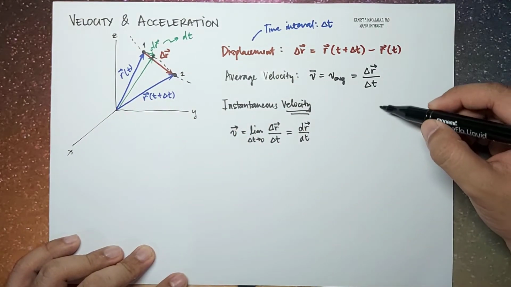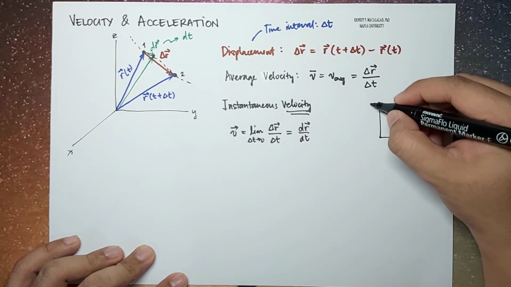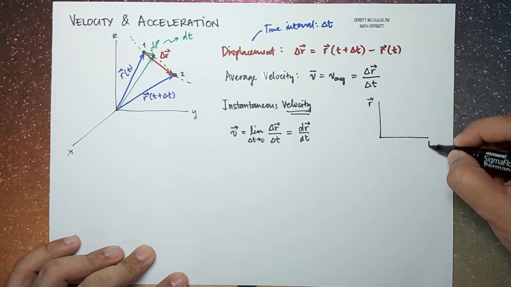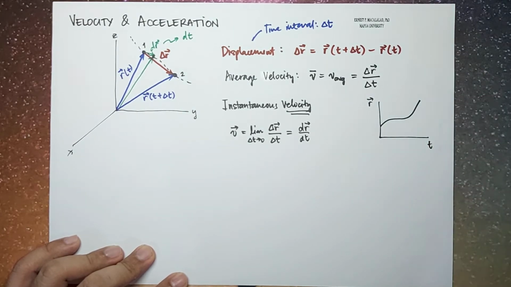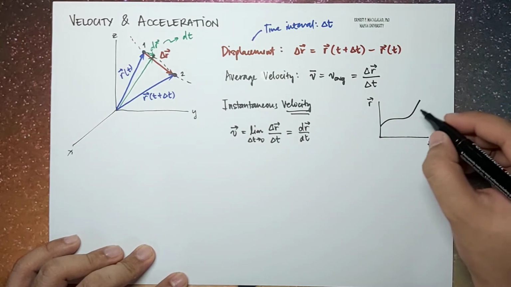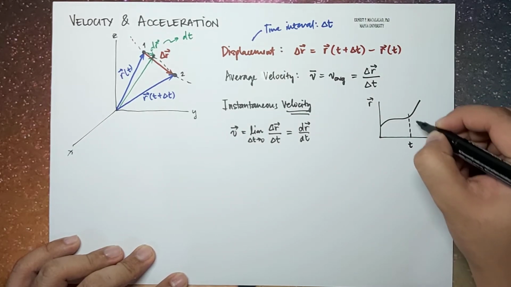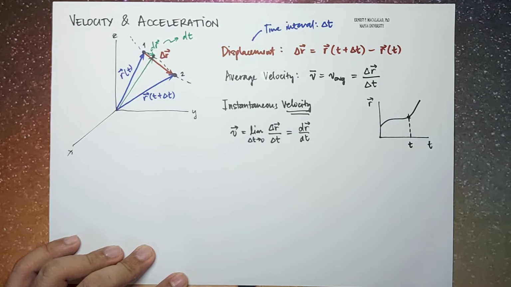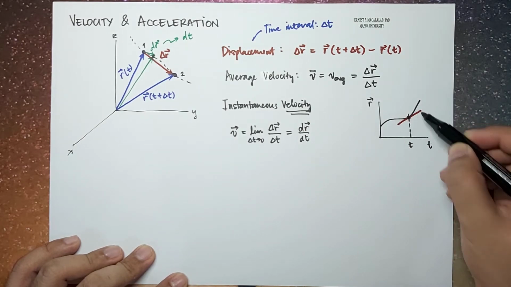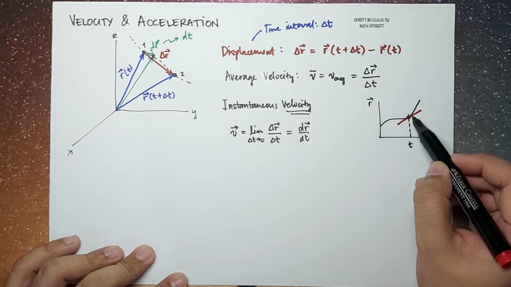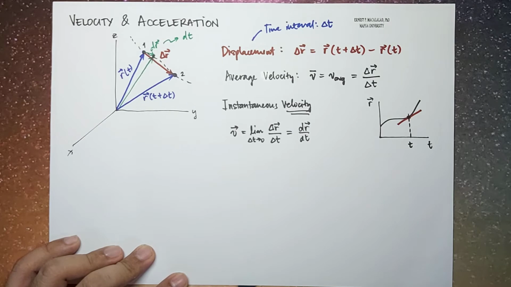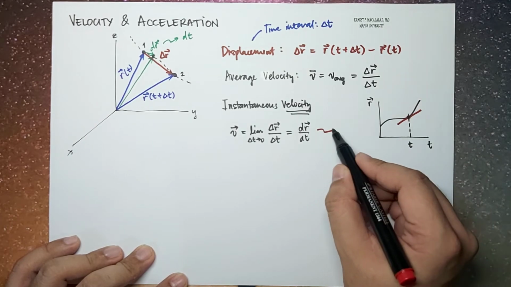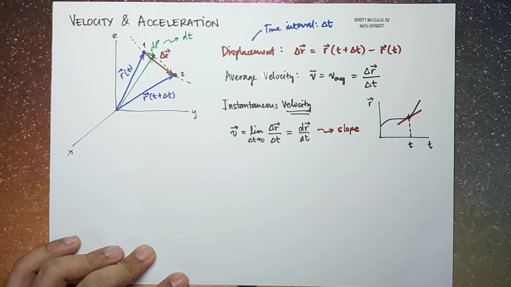So if we graph the position versus time graph, let's say the position changes like this. The velocity, let's say at time t, will just be the slope of the graph, so the slope of this line at this point.